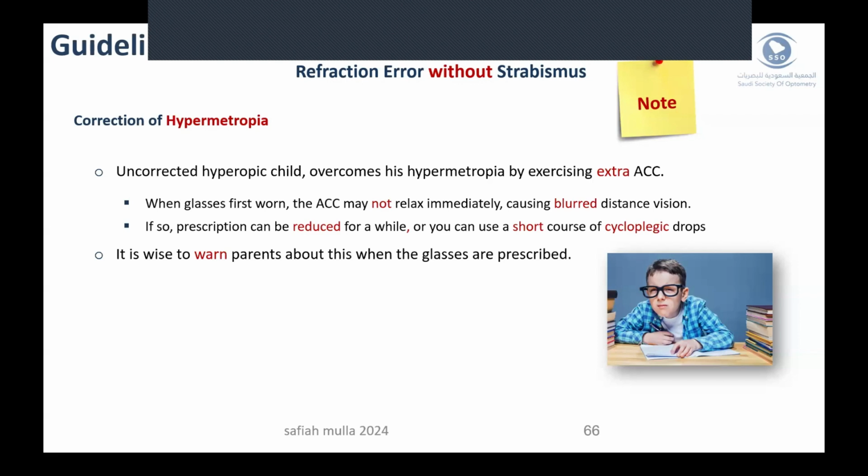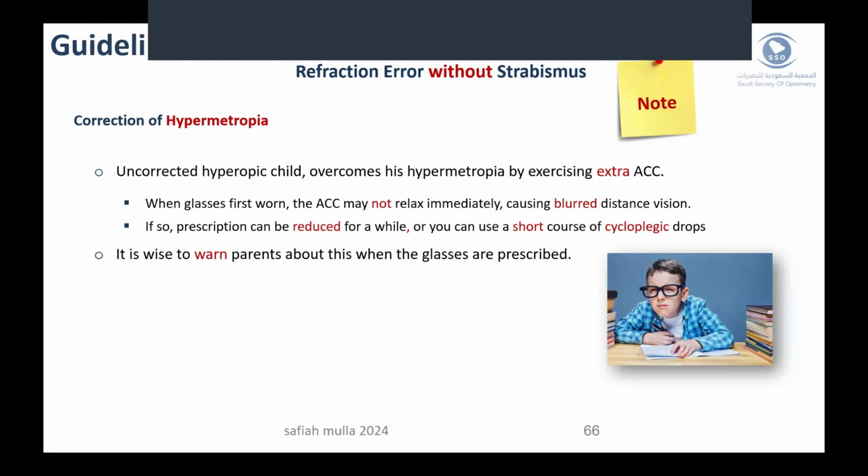Or you can use a course of cycloplegic drops that make them relax their accommodation. And when they use the glasses, they will see the difference, that they can see clearly with the glasses, and with time that accommodation will be relaxed. Again, it's according to your decisions and according to the trial method that you have with the child in the clinic.